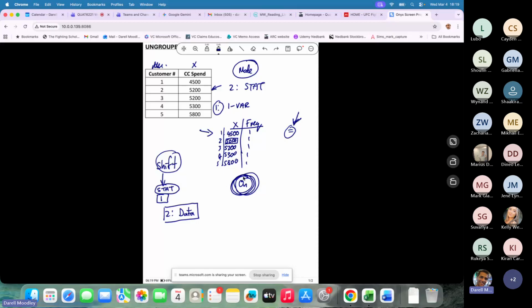Now we are going to work out the average or the mean. And we're going to do that without having to sum the data, because your stats calculator can do that for you. We just need to know what X bar is.